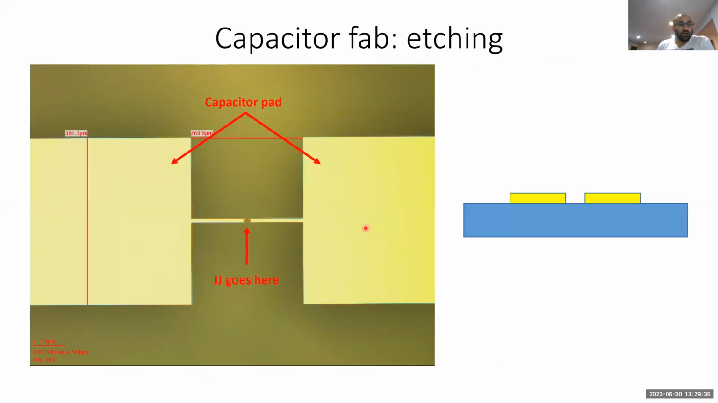And this is what your capacitor will look like after etching. So now you basically have your desired circuit pattern on your substrate, and now we're ready to do the junction fab, which is going to mostly be focused on this small area right here.